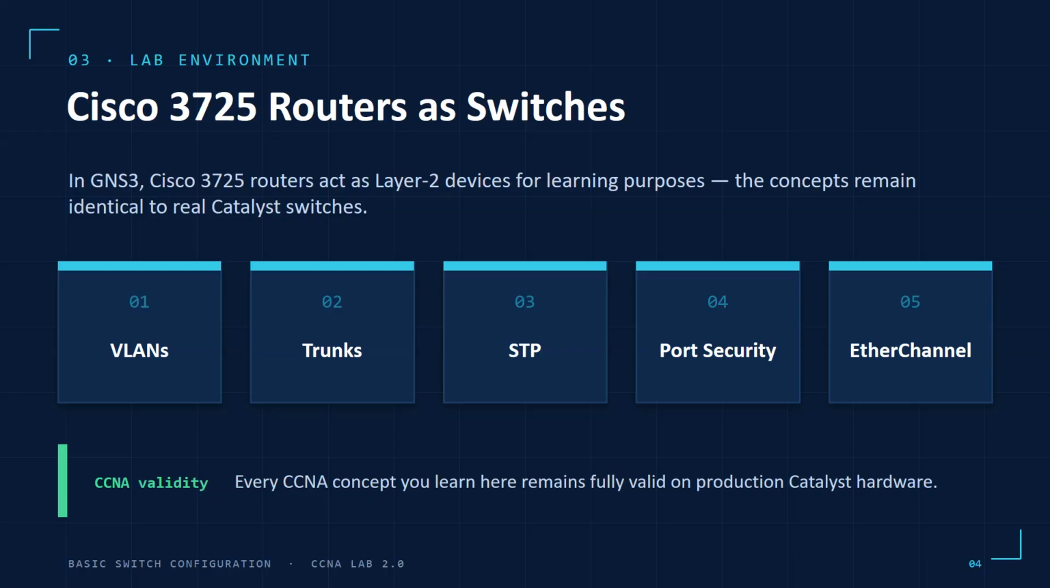In GNS3, Cisco 3725 routers act as Layer 2 devices for learning purposes. The concepts remain identical to real Catalyst switches. These concepts include VLANs, trunks, STP, port security, and EtherChannel. Every CCNA concept learned here remains fully valid on production Catalyst.